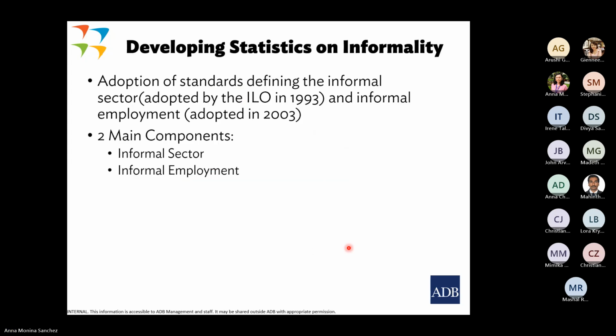Okay. So on this guidance note, the ILO has been working actively on developing statistics on informality. Their work has led to the adoption of standards for defining the two main components of the informal economy, namely the informal sector and informal employment, which are also different from each other.